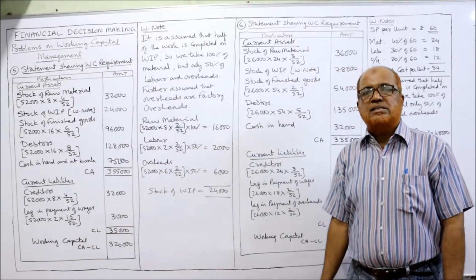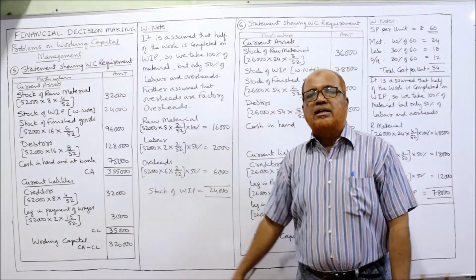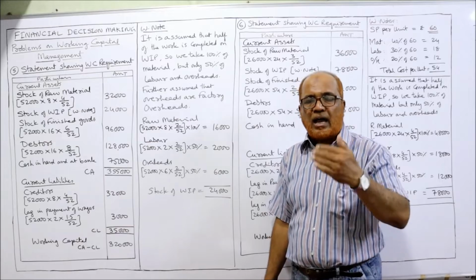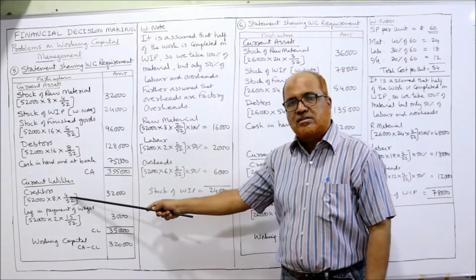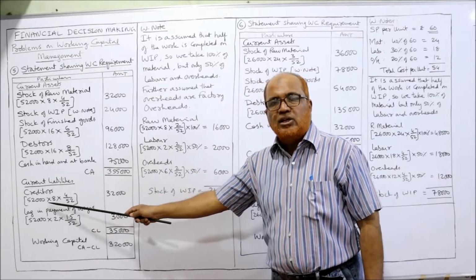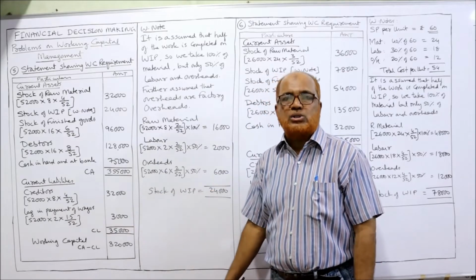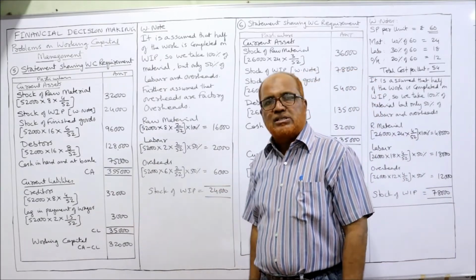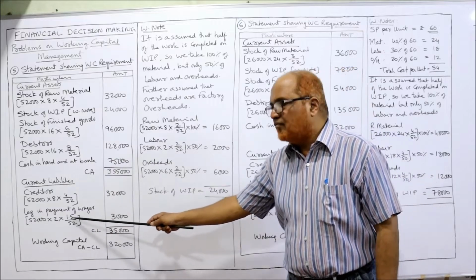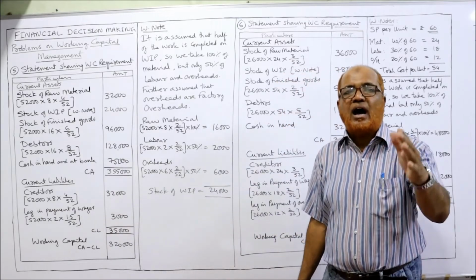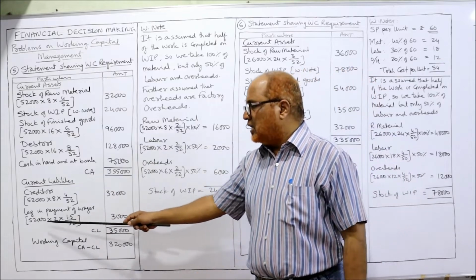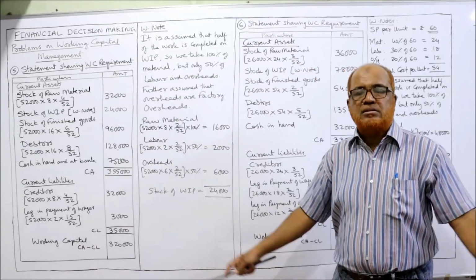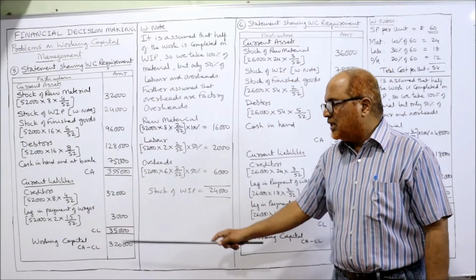Now current liabilities. The current liabilities consist of creditors. So how much time period the creditors, the suppliers are allowing to us? It is 4 weeks. So 52,000 units into 8 rupees per unit is the material cost into 4 by 52. 32,000 is the creditor. Lag in payment of wages. It is given in the problem. Lag in payment of wages is 1.5 weeks. So 52,000 into 2 rupees is the wages per unit into 1.5 by 52. 3,000. That's it. Take the total of these two, 35,000.